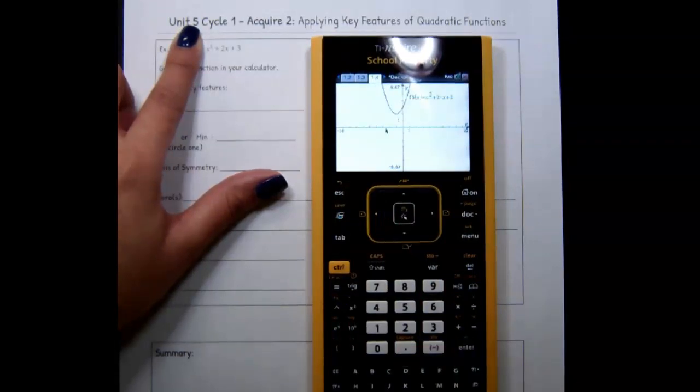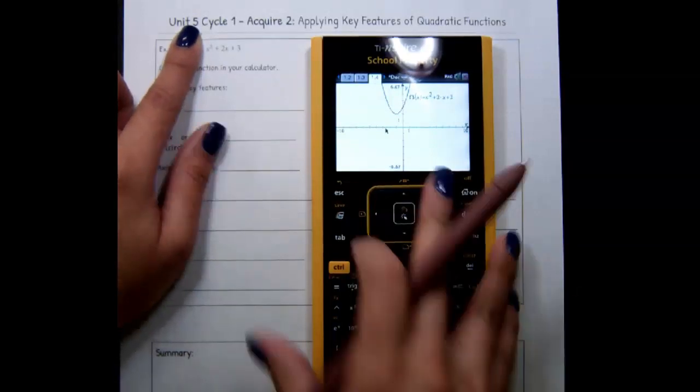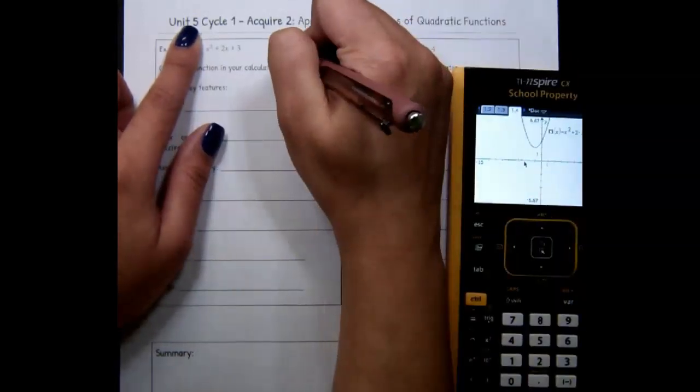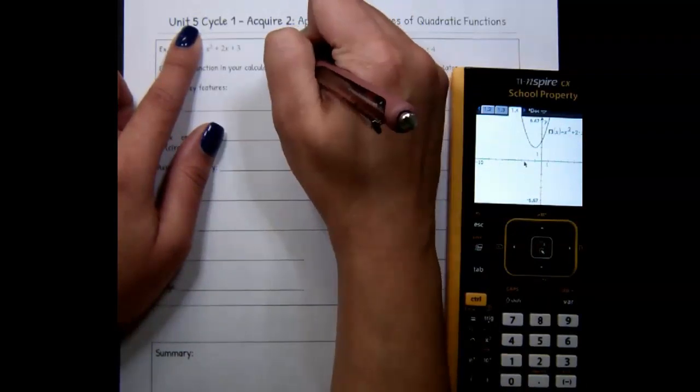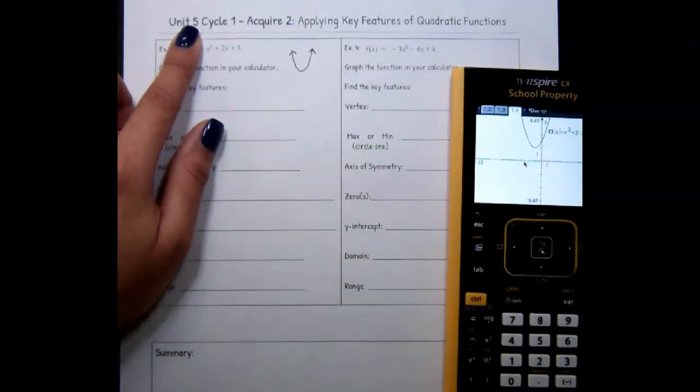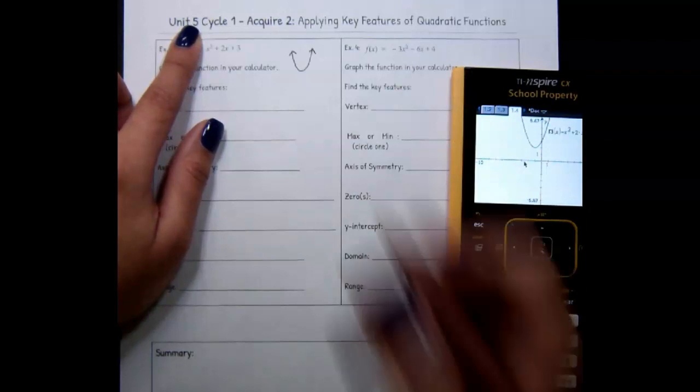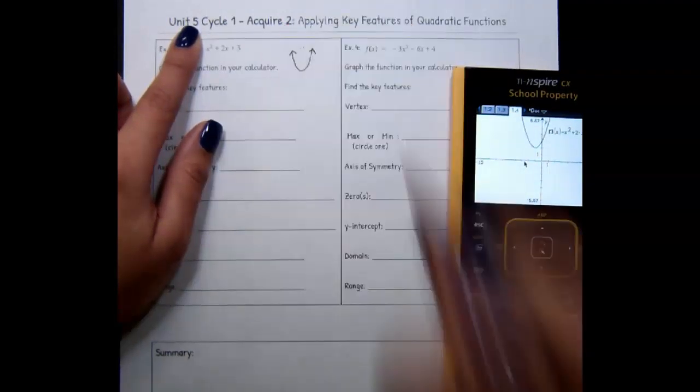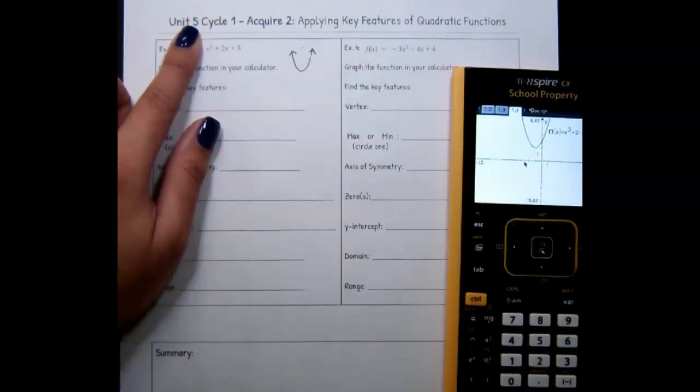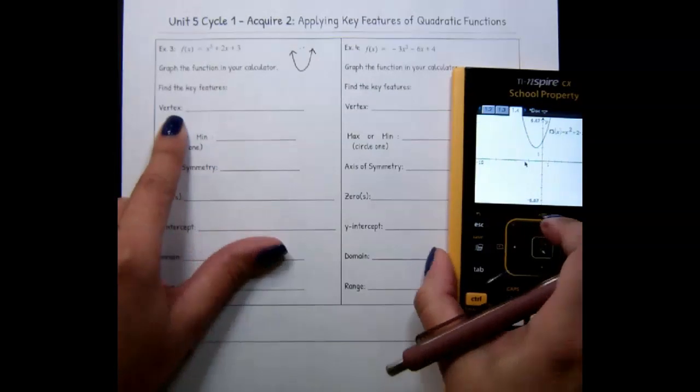Okay, so I know my parabola is a positive parabola. It looks like this. And if you're not in my class, I tell my kids that they know it's positive because if we add little eyes, it looks like it's smiling. So if you're smiling, you're normally in a positive mood. So this is a positive parabola. I need to find the vertex.